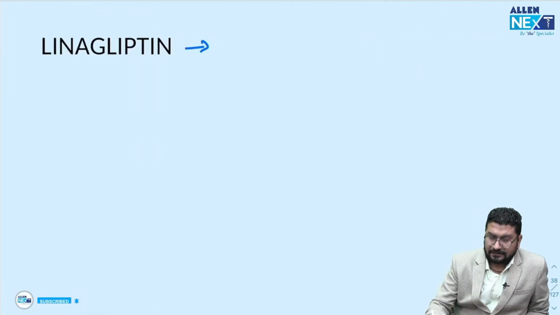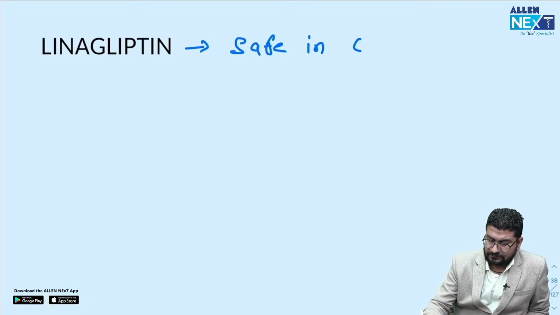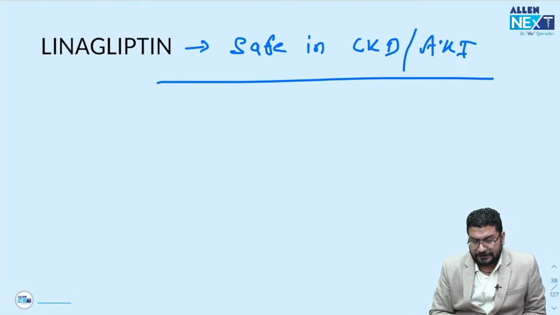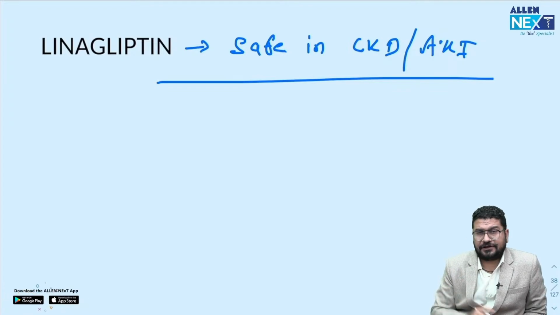Remember, linagliptin is a drug that is safe in CKD or AKI. But remember, if they ask you a question which drug will prevent CKD or AKI, the answer will be SGLT2 inhibitor.